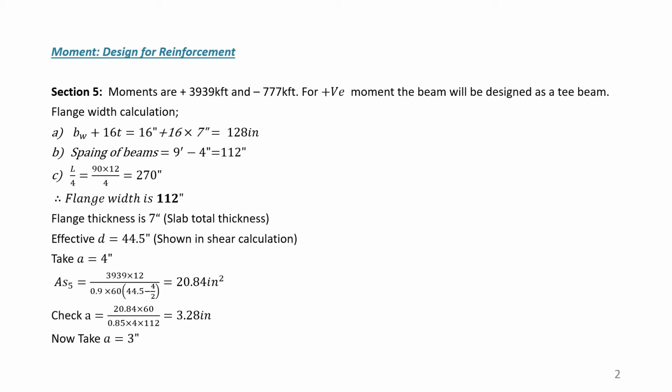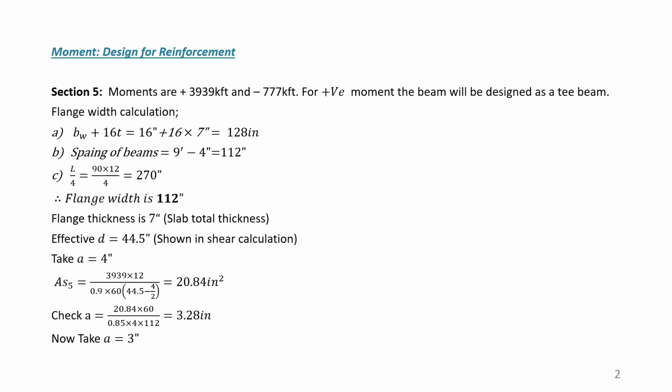In checking a, we multiply this steel area by fy, and that should be divided by 0.85 times 4, the concrete strength, times 112, the flange width, and that gives us a value of 3.28. We have taken 4 as a choice and we got 3.28, so we have to go to a little bit smaller value than 3.28, and that is a round figure.